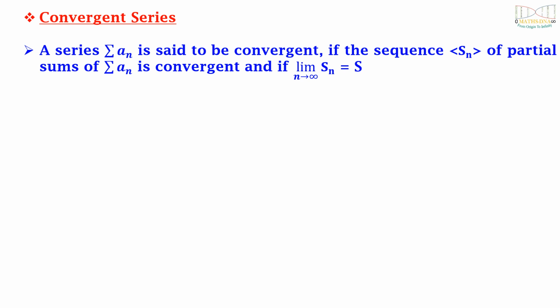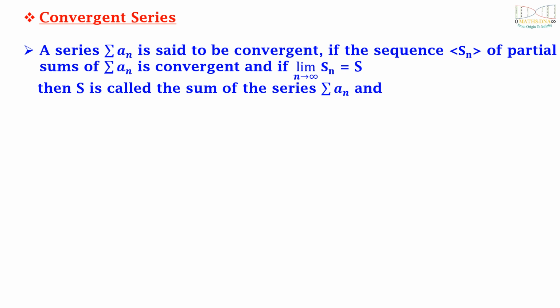Now we have the convergent series. A series summation a_n is said to be convergent if the sequence S_n of partial sums of summation a_n is convergent, and if limit n tends to infinity S_n is equal to s, then s is called the sum of the series summation a_n, and we write s equal to summation n running from 1 to infinity of a_n. This means that for a series to be convergent, the sequence of its partial sums must be convergent.